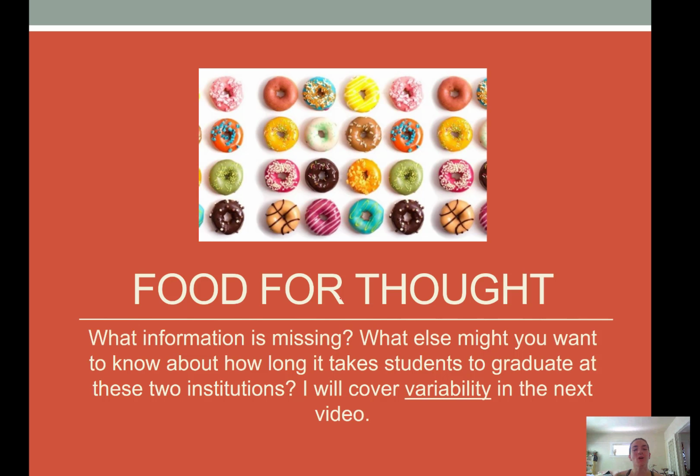And you notice that this was just a mini example, and we are missing a lot of information. There's a lot of things you could think of that are missing from this example. But specifically, notice that we didn't talk at all about variability in the scores, or how there's a lot of variability across individuals, across students, both at Sac State and at UC Davis when it comes to years to graduation or time to graduation. So the next lecture that I do will cover variability.